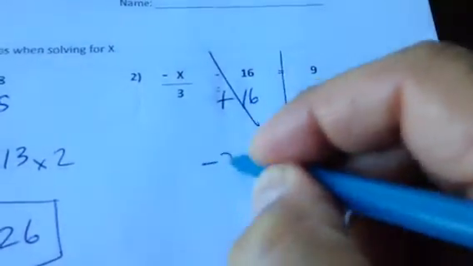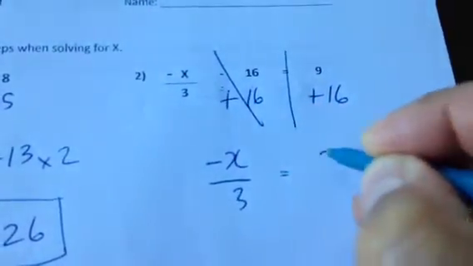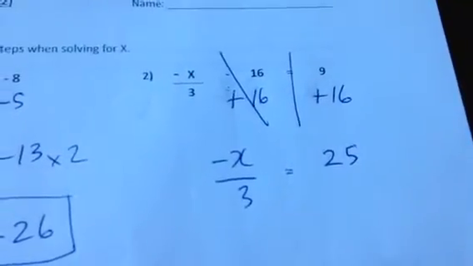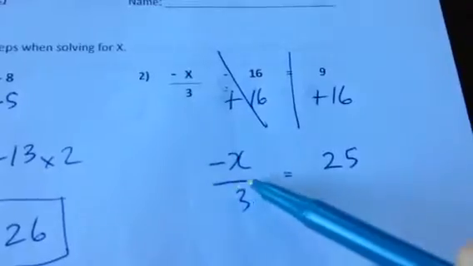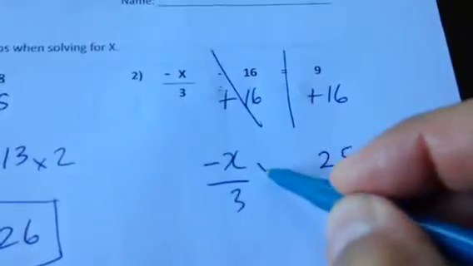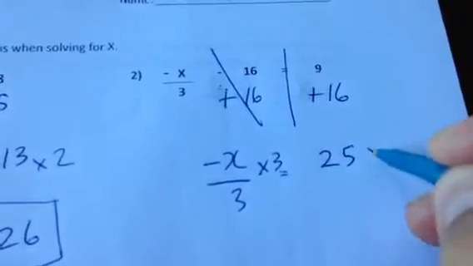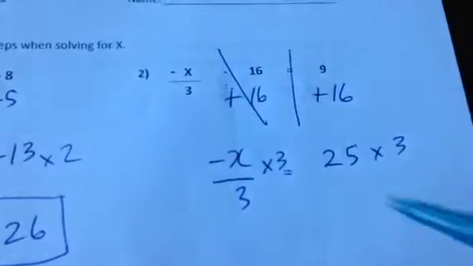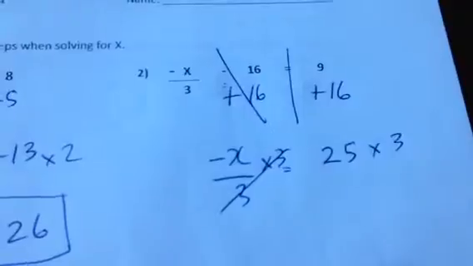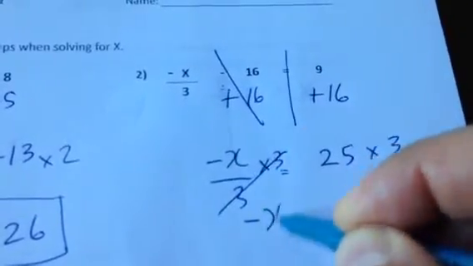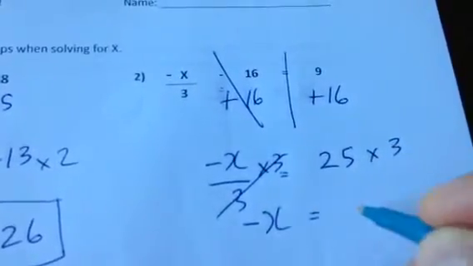We're left with negative x divided by 3 is equal to 25. Now I want to get that negative x all by itself, so I do the opposite of divide by 3. The opposite of that is times 3. Whatever I do to one side, I do to the other. That cancels out these 3's because divide by 3 times 3 is opposite. We're left with a negative x equal to 25 times 3.